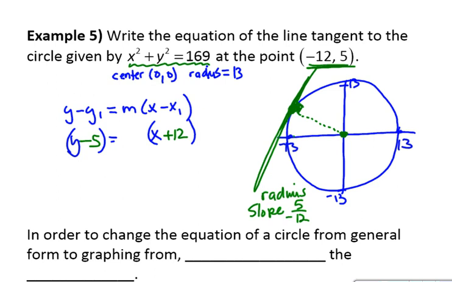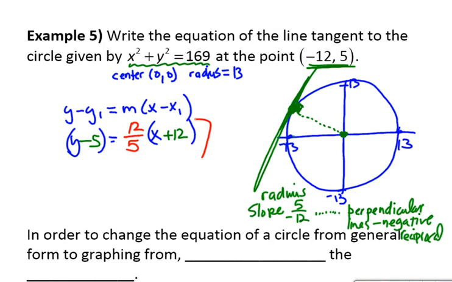So what do we know about a perpendicular line? Thinking back. Perpendicular lines have slopes that are negative reciprocals. So the negative reciprocal of that would make it be a positive 12/5. And that, my friends, is the equation of the tangent line, and we can leave it looking just like that. We needed to calculate the slope for that.